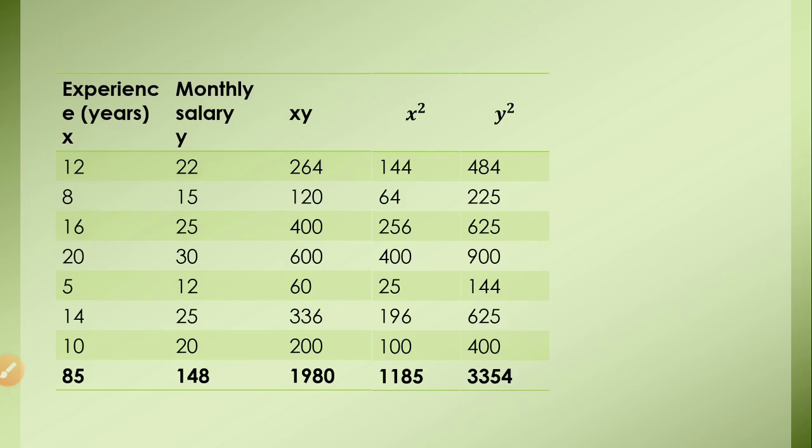So you can see x and y are given. First of all, we will find xy. How will we find xy? 12 into 22, 264; 8 into 15, 120; 16 into 25, 400; 30 into 20, 600; 5 into 12, 60; 14 into 24, 336; 10 into 20, 200. Total of xy is 1980.